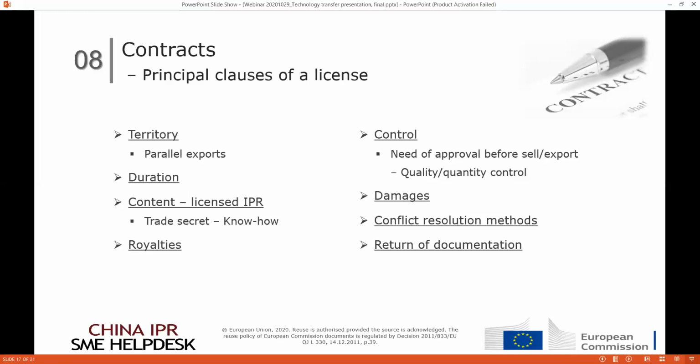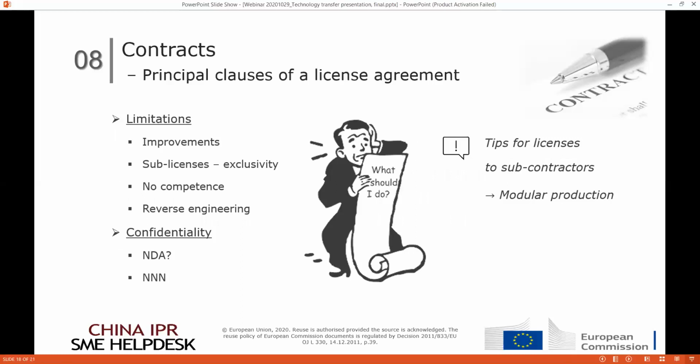Also, it's very important to have a clause for the return of documentation. This means that any document, any information that you provided with the license, you get it back after the license is finished. Finally, some other clauses that I consider very important is how to limit your counterparty. In the case of improvement, you cannot limit the other party to make improvements on the license, but what you can do is to set a rule in which if that other company improves the technology, you will have priority over any other potential buyer of the technology.